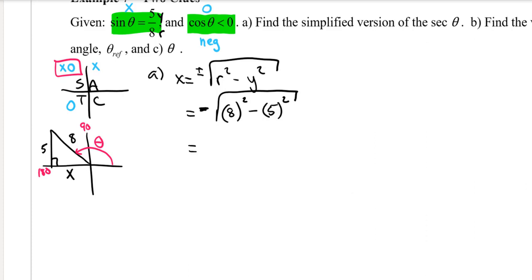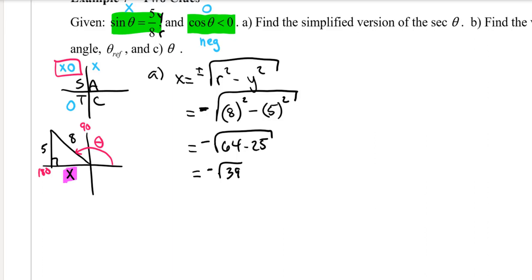Now, when I simplify that, 8 squared is 64, and 5 squared is 25. When I take the square root and simplify, I just get the square root of 39, but don't forget the negative. All right, so that is the very first thing that I need in order to help me out here. We just figured out what this x value is.